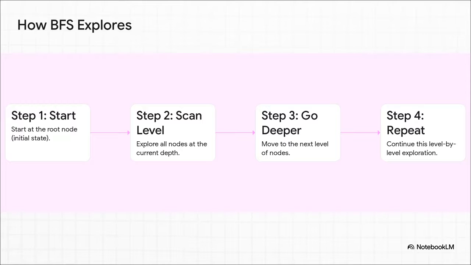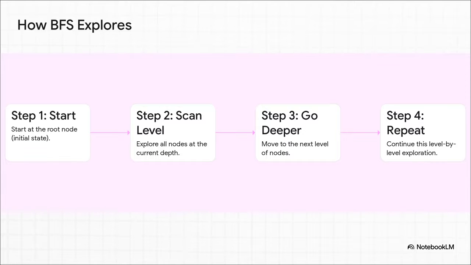You see, the process is super systematic. You start at the beginning, what we call the root, then you check every single possibility that's just one step away. Once you've checked all of those, only then do you move on to explore everything that's two steps away. It creates this ever-widening ripple effect, which guarantees that when it finds the solution, it will be the one with the fewest possible steps.